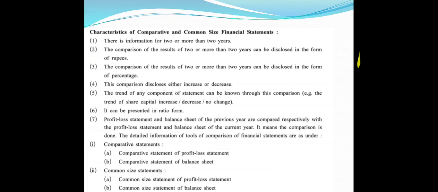So friends, this was all about tools of financial analysis or financial statement and their characteristics. So from next lecture we will start with the method to prepare the comparative statement, right? And we will be doing few sums based on that.